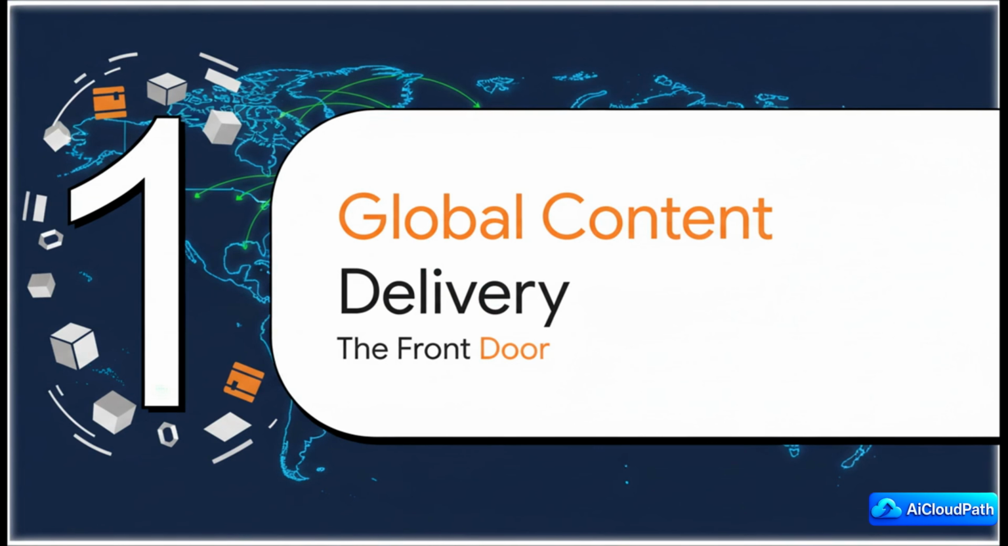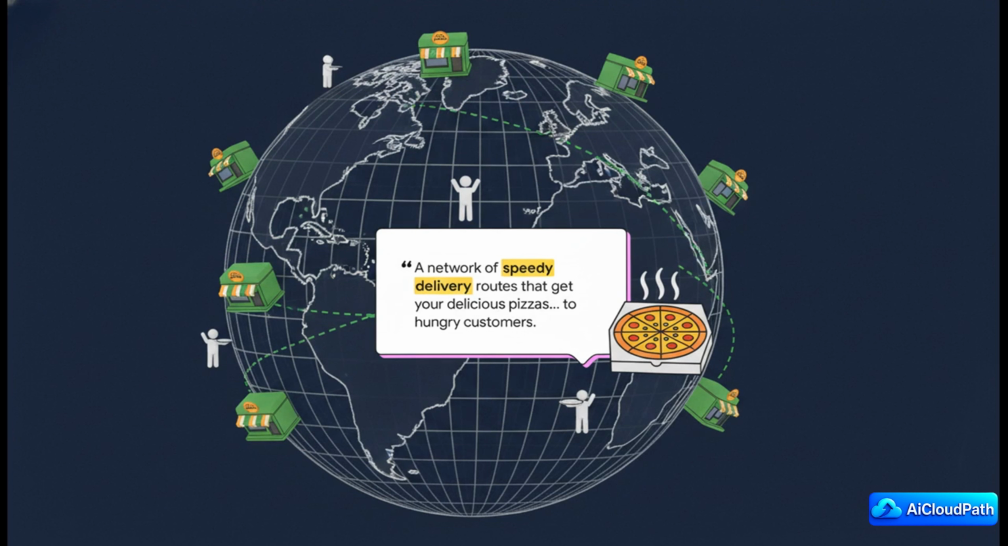First up, let's start at the very beginning. How do your users even get to your application in the first place? We need to talk about the global front door to AWS, the services that greet your traffic before anything else happens. Honestly, this is the best way to think about a content delivery network.